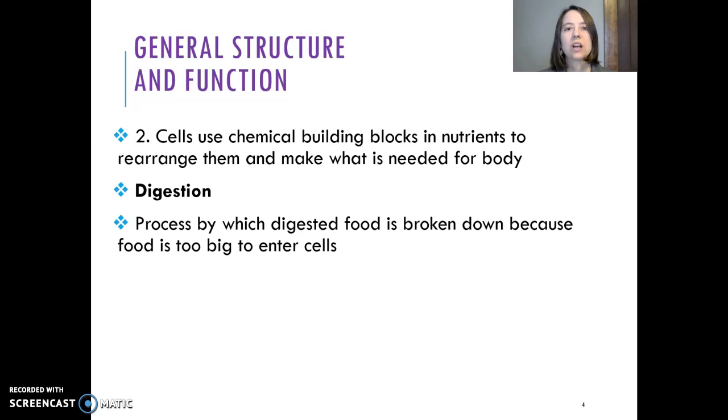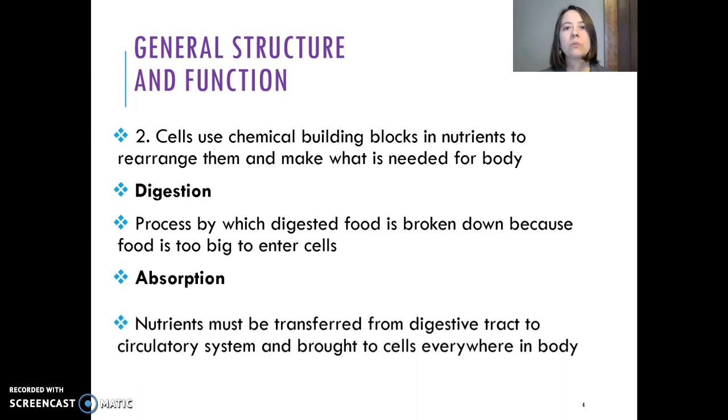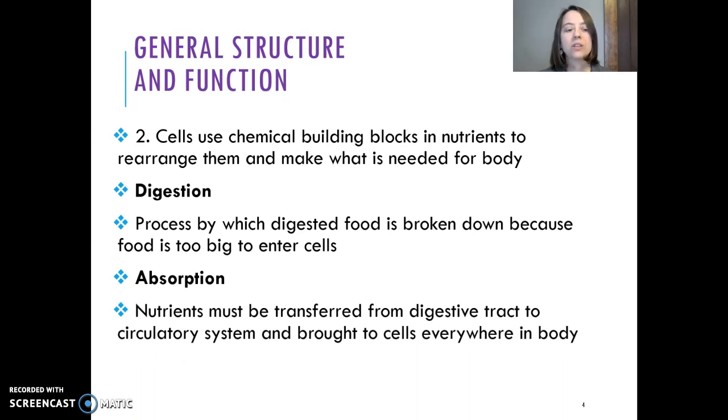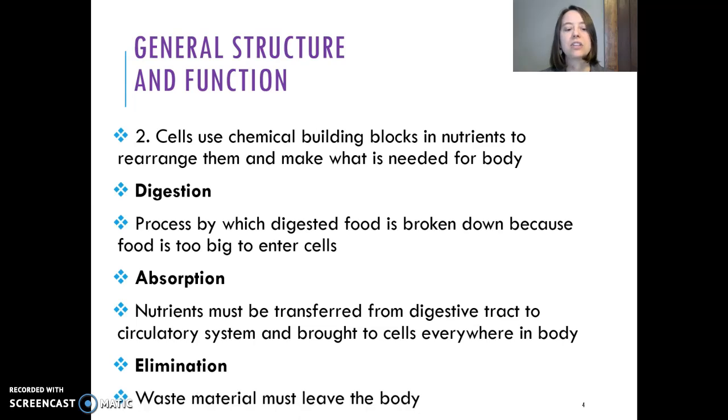Digestion. So let's talk about the major processes of digestion. Digestion is the process by which food is broken down, because food is too big to enter the cells. You can't get a piece of cereal and put it into the cell. It has to be broken down into smaller particles. Absorption is another step where the nutrients must be transferred from the digestive tract to the circulatory system and brought to cells everywhere in the body. And finally, elimination. The waste material must leave the body.